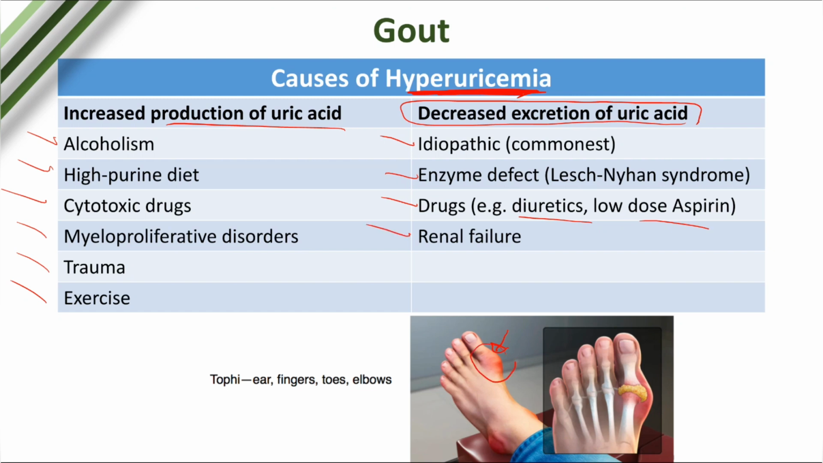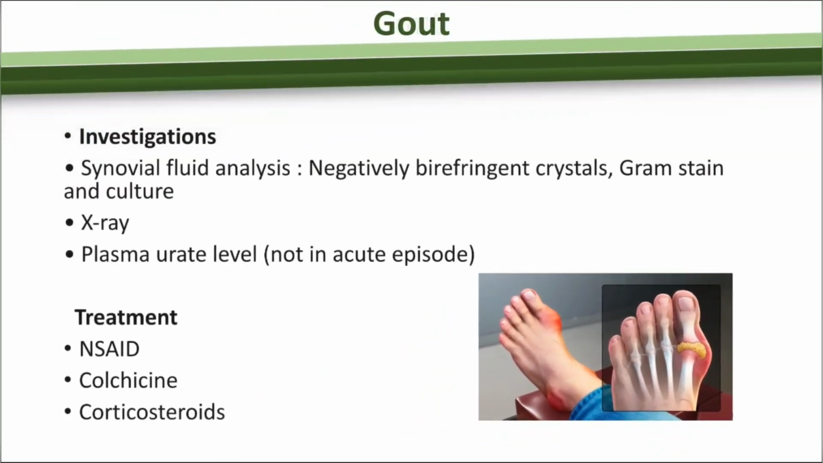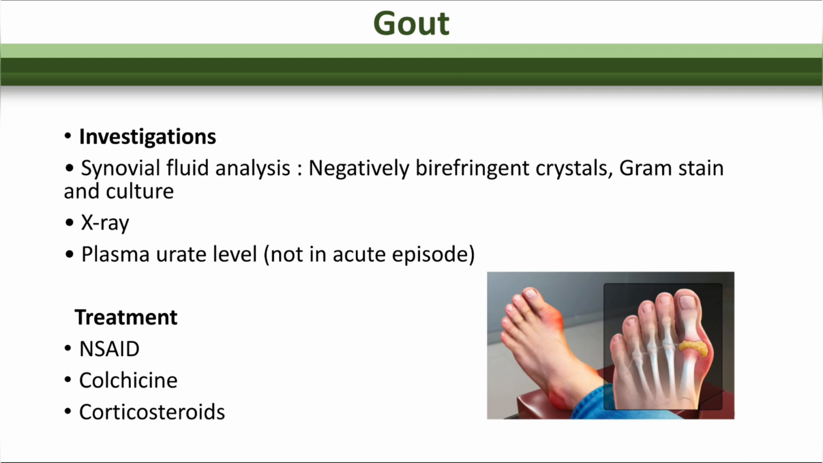So in these patients, there will be pain, swelling, limitation of movement. Sometimes it might involve tophi to the ear, to the fingers, toes, and elbows, but most commonly it involves the tarso-metatarsal joint of the thumb. You may send synovial fluid analysis just to exclude septic arthritis by doing gram stain and culture, but you may find crystals which are negatively birefringent. Do an X-ray to know the extent of the injury, and also plasma urate level.